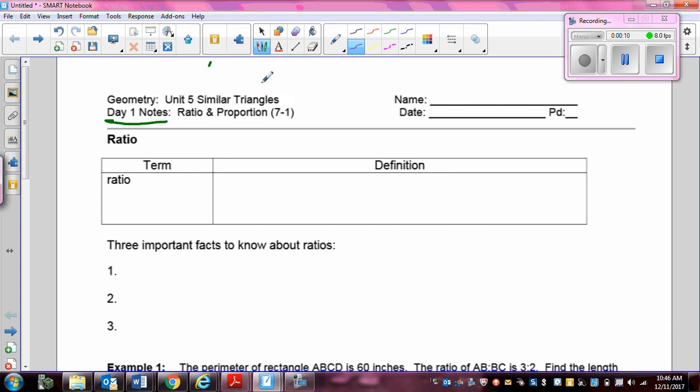So we're going to look at a ratio. We did this when we were getting ready for Unit 5, that worksheet. But a ratio is going to be represented as a fraction or two numbers with a colon in between.